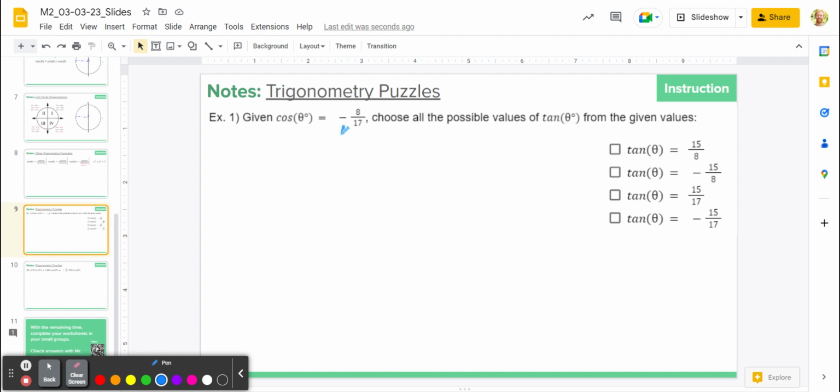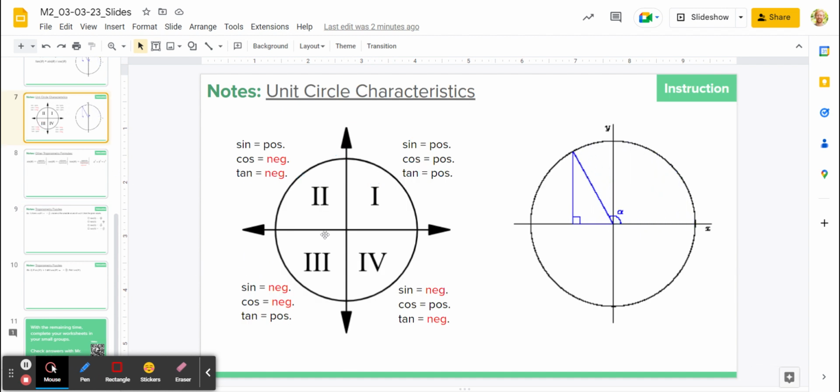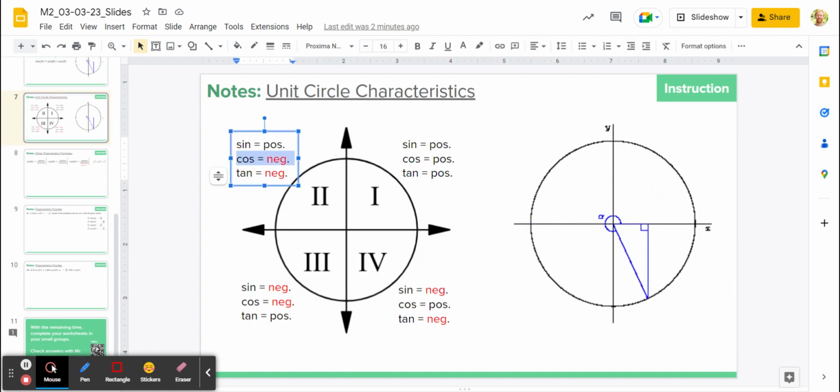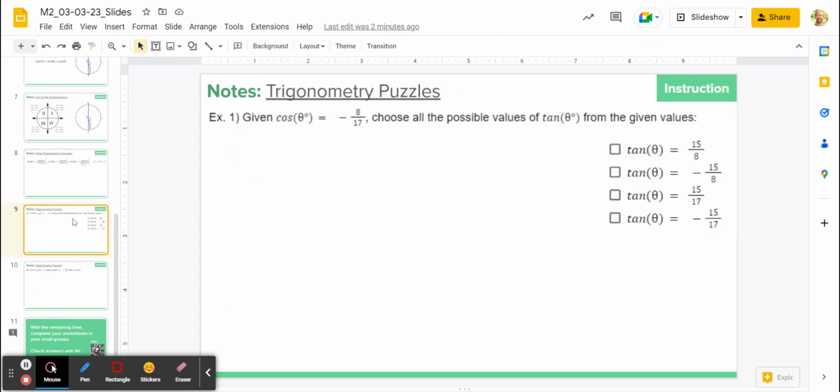If we have a negative cosine here, then we know that we are going to be in quadrant 2 or 3. And let's look back at our unit circle, right? If we scroll back to this slide, we can see that my cosine is negative in quadrant 2. It's also negative in quadrant 3. So that's one thing we know.